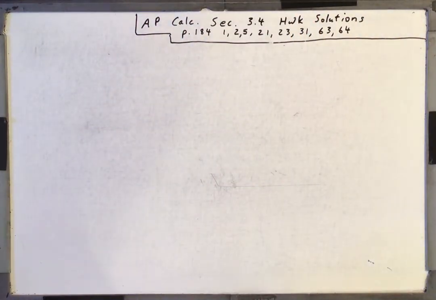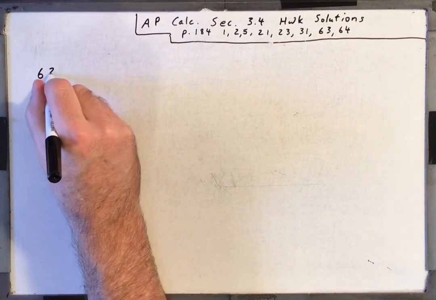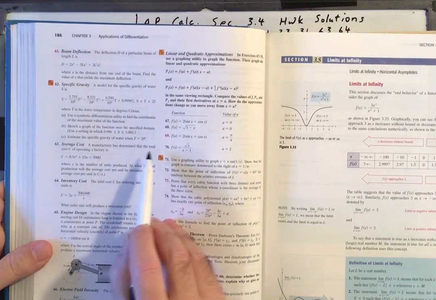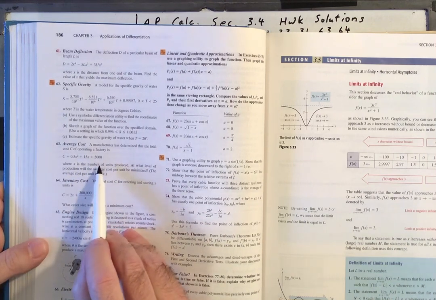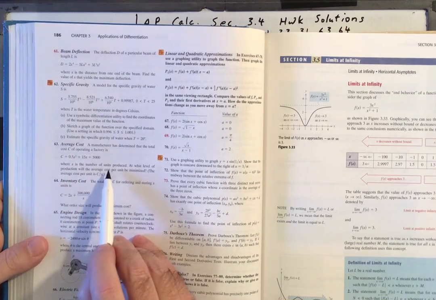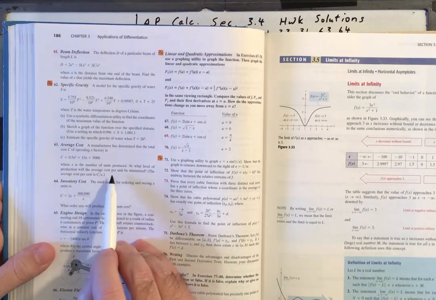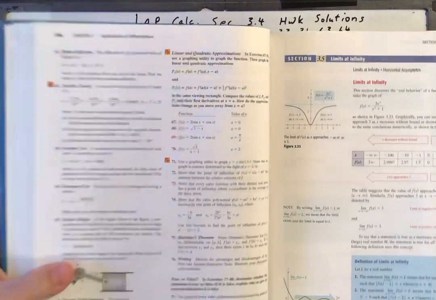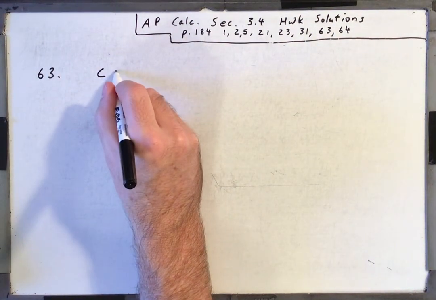So let's finish up this assignment with 63 and 64. They're not nearly as much work. 63, I probably should have given you a hint on. It says average cost. A manufacturer has determined that the total cost C of operating a factory is this cost function, where x is the number of units produced. At what level of production will the average cost per unit be minimized? The average cost per unit is C over x.